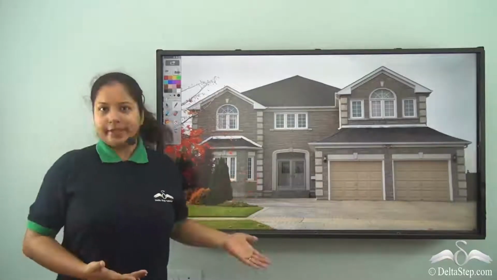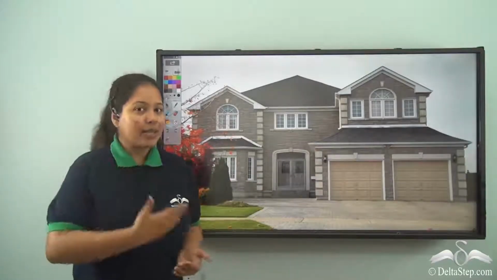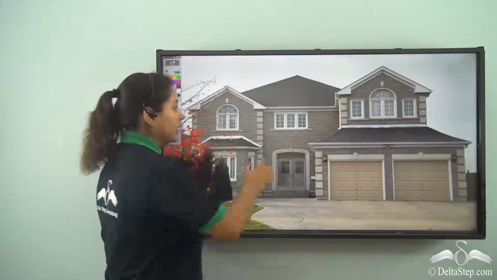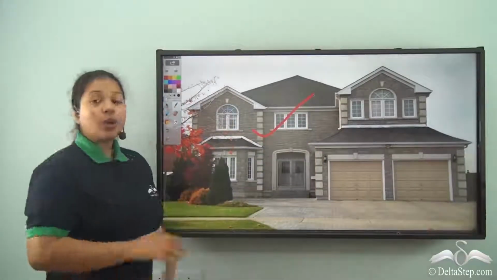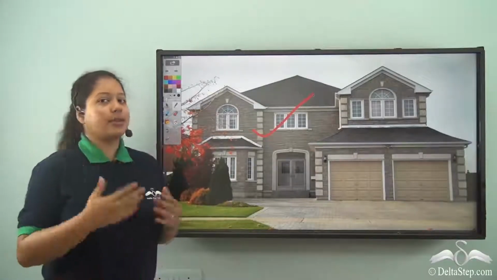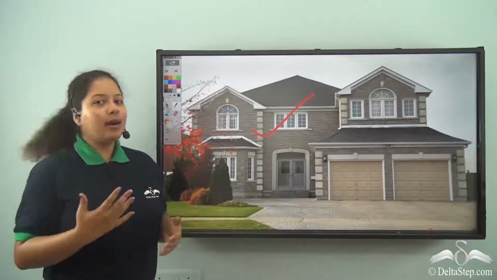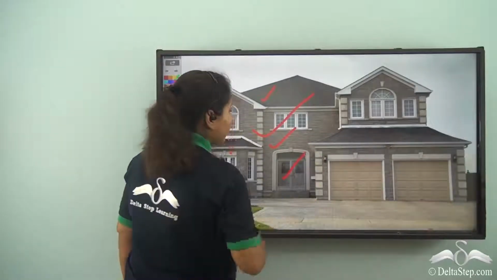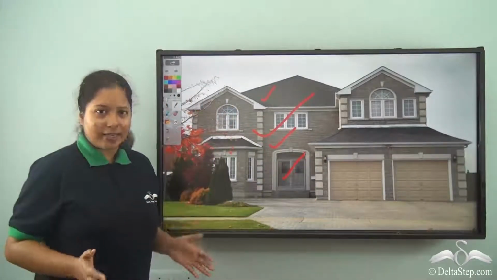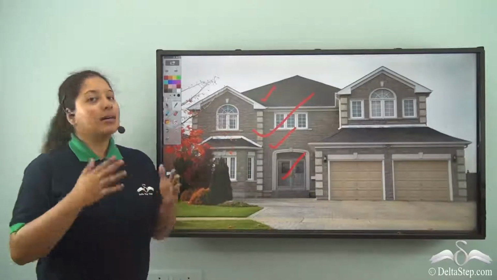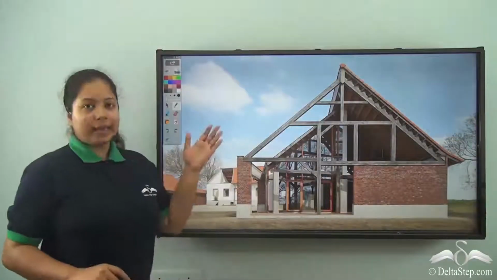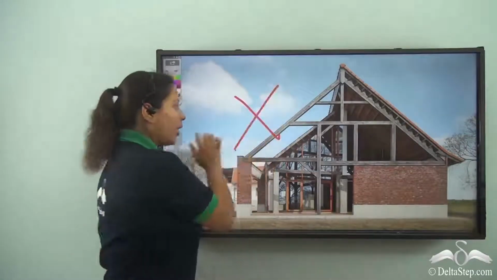Now look over here. What do you think? Can you stay in this? Of course you can, because this is a complete house. It has got all the essential parts that are required to be in the house, like the roof, the walls, the windows, everything is complete. So you can stay in a complete house, but you cannot stay in an incomplete house.